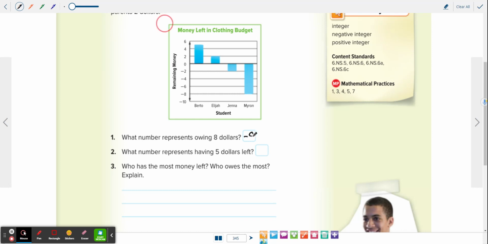That would be negative 8. Okay. What number represents having $5 left? That would be positive 5. Who has the most money left and who owes the most money? Okay, Myron has negative 8, so he overspent $8. Jenna has negative 2. That means she overspent $2. Elijah has $2 left. And Berto has $5 left. So Berto has the most money.